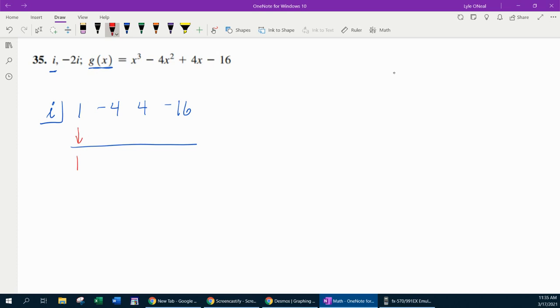1 times i is i. And then these two values get added. So the way we're going to write that is we're going to write that in the standard form of a complex number. Negative 4 plus i is, well, negative 4 plus i. And then that is going to get multiplied by i. And so we're going to come over here to the side, and we're going to show that multiplication. You understand? We're having to multiply this complex number times this complex number. And that is going to require the distributive property.